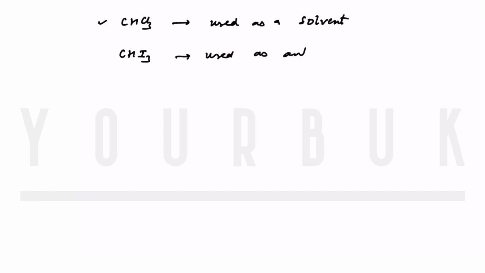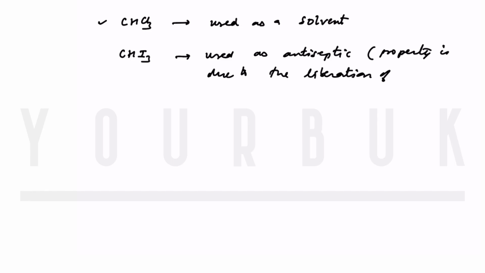Now this chloroform is used as a solvent in paints and polish, and iodoform is used as an antiseptic. The antiseptic properties are due to the liberation of iodine, not due to iodoform itself.